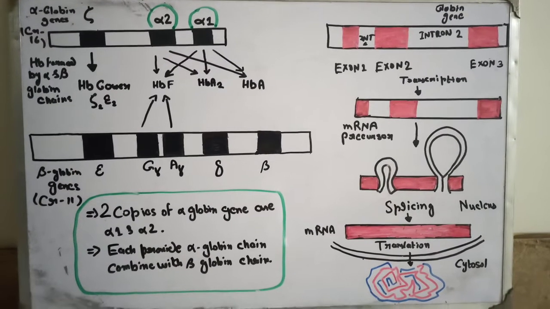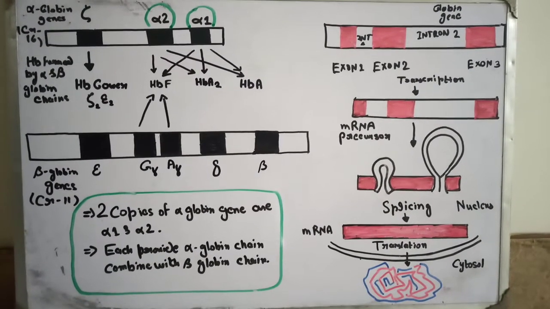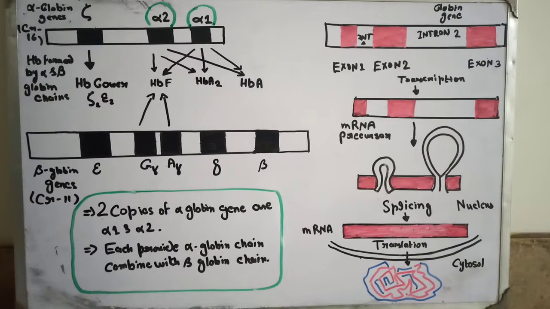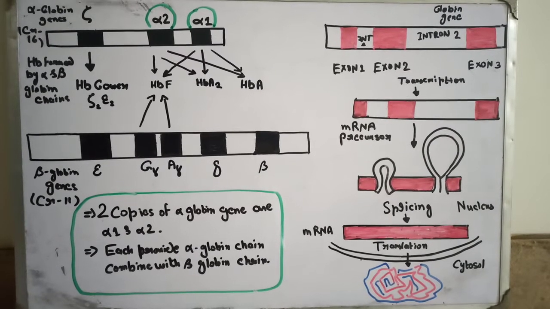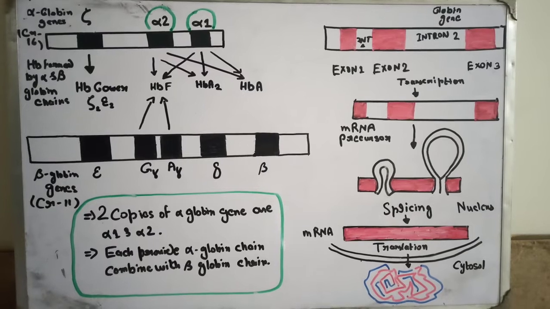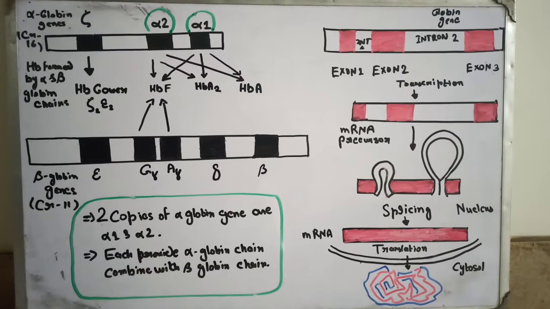Today we are going to discuss the organization of the globin genes. As we know very well, globin is a part of the hemoglobin chain, and hemoglobin is a basic protein in our body which carries oxygen. It is also the most important part of our complete blood profile.